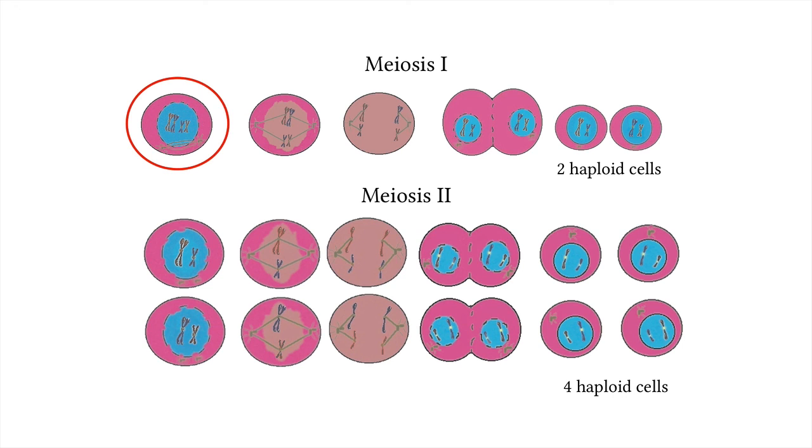Meiosis only happens in the male testes to produce sperm and the female ovaries to produce oocytes. These are what we call the haploid gametes.